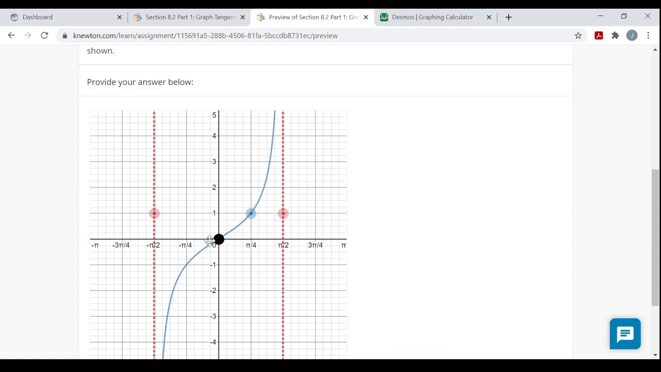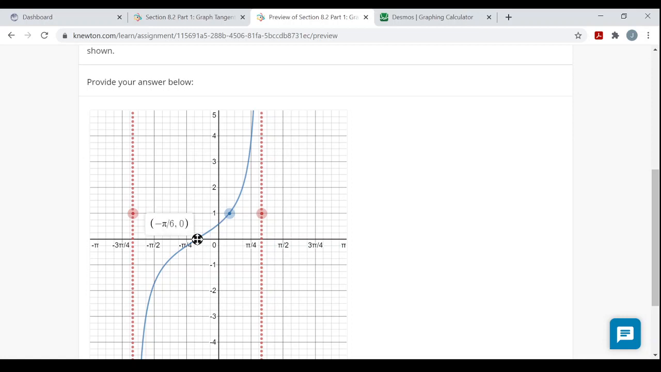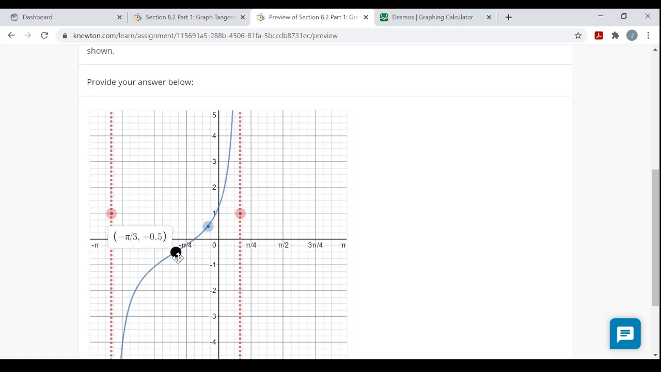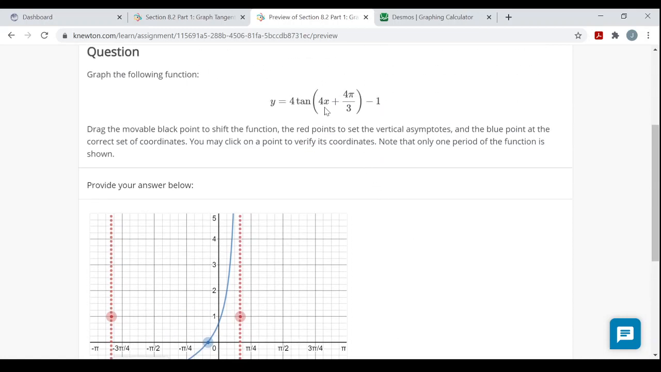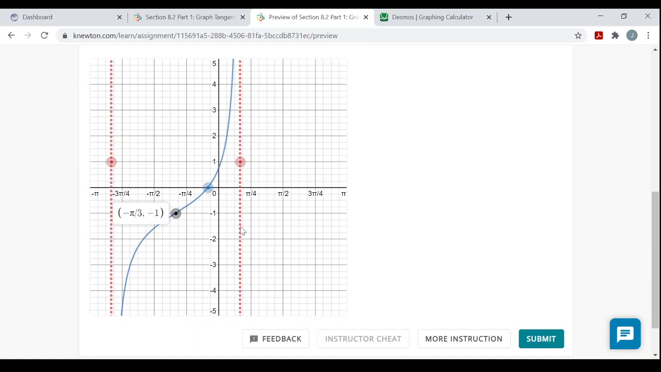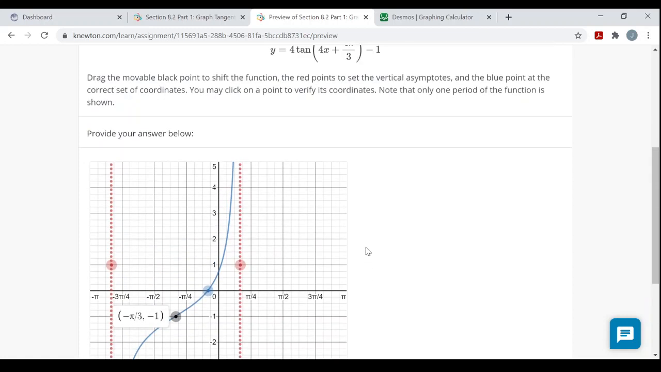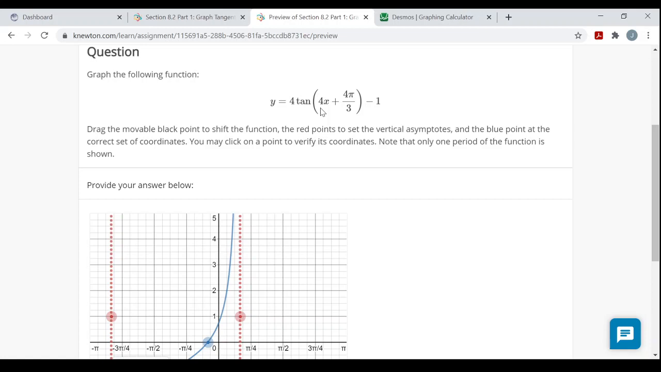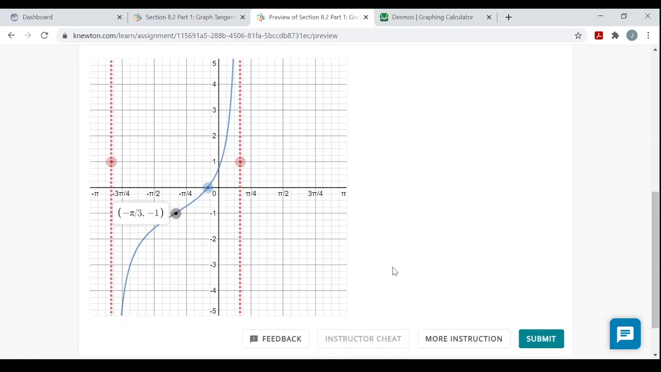Let's see if I can move the black point to negative pi over 3. It's negative pi over 6, negative pi over 3, and then negative 1. And then move the asymptotes so that they're pi over 4 apart, because the period is going to be pi over 4. Now, negative pi over 3 and pi over 4 have a common denominator, 12. This is negative 4 pi over 12, and if I go 3, that's 3 pi over 12. Now, a quarter, that would be pi over 16. Yeah. All right.